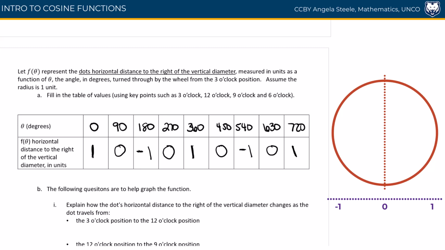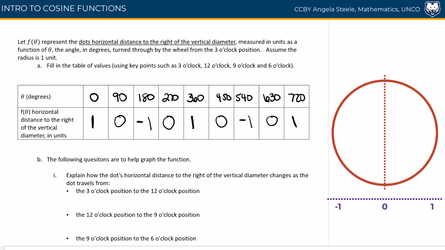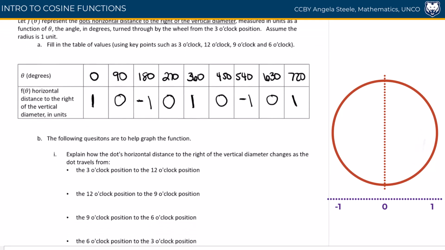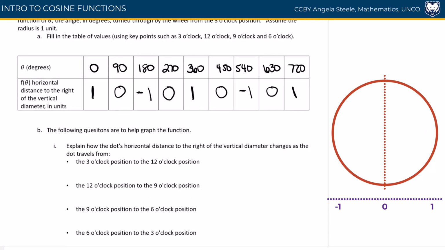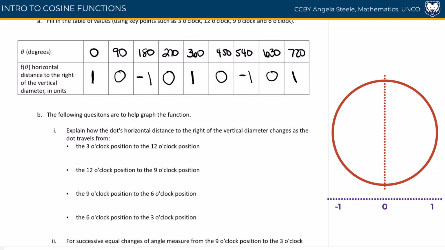Okay, just like when we first started creating our sine function, we are now going to be creating a new type of function. So we're going to think about what this new function is looking like, and we're going to use some of the same questions that we saw on the first worksheet. Okay, so we are going to explain how the dot's horizontal distance to the right of the vertical diameter changes as the dot travels from each of these locations.